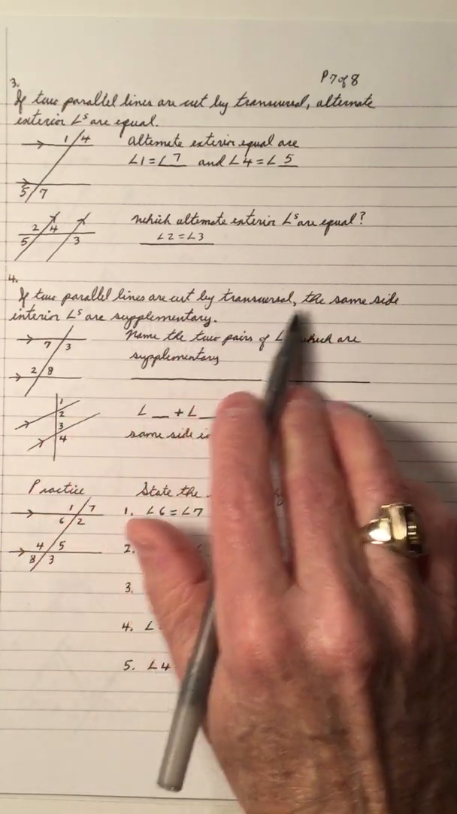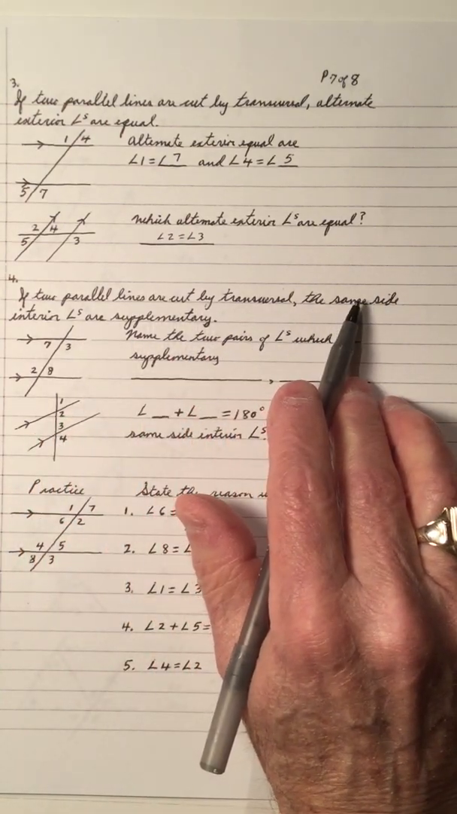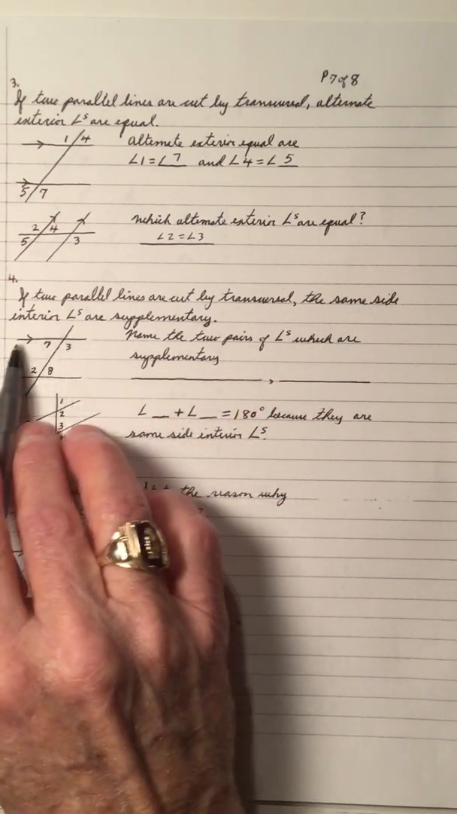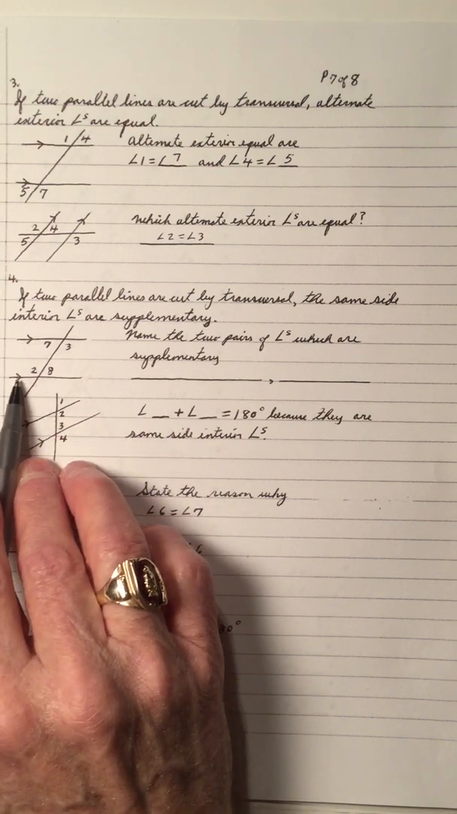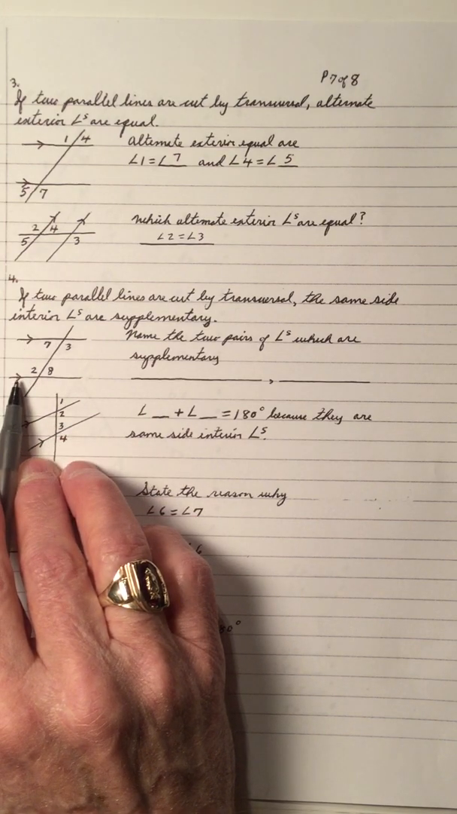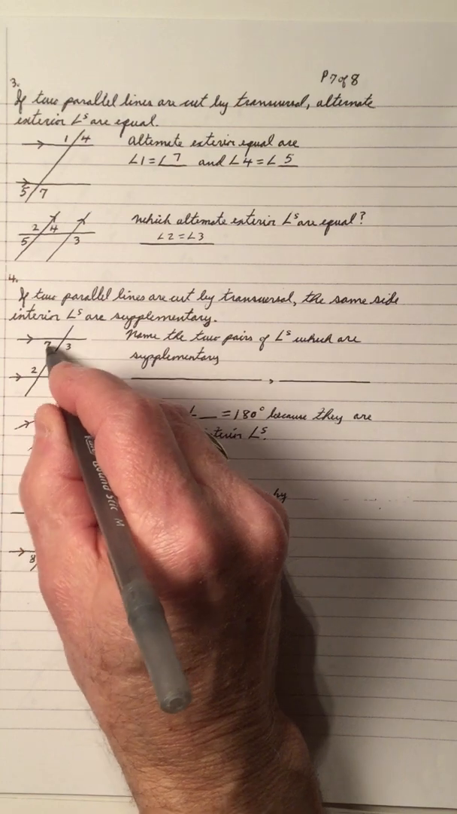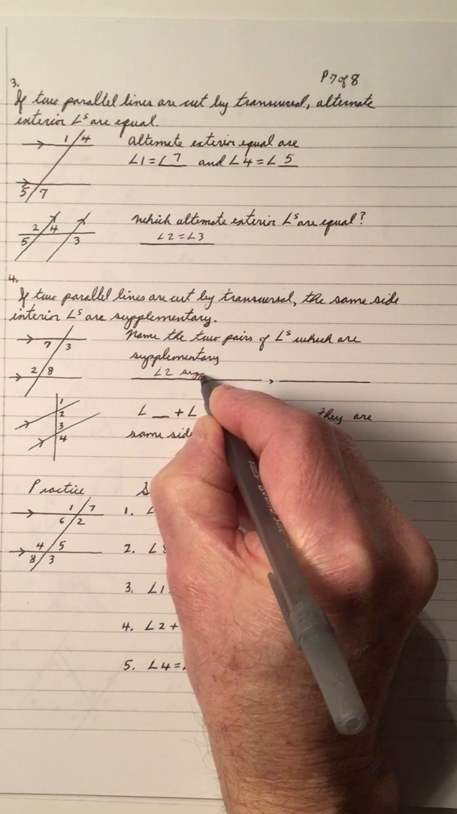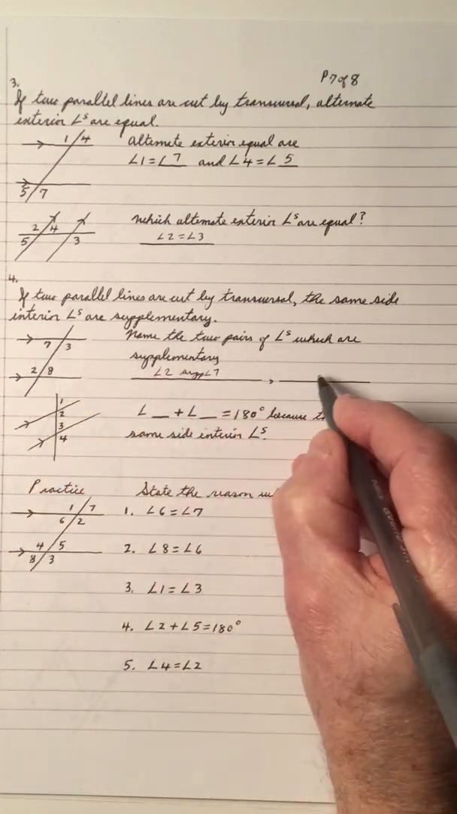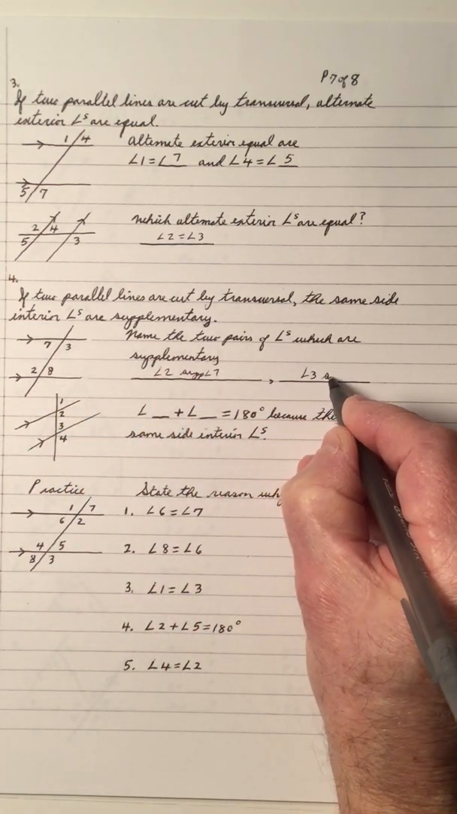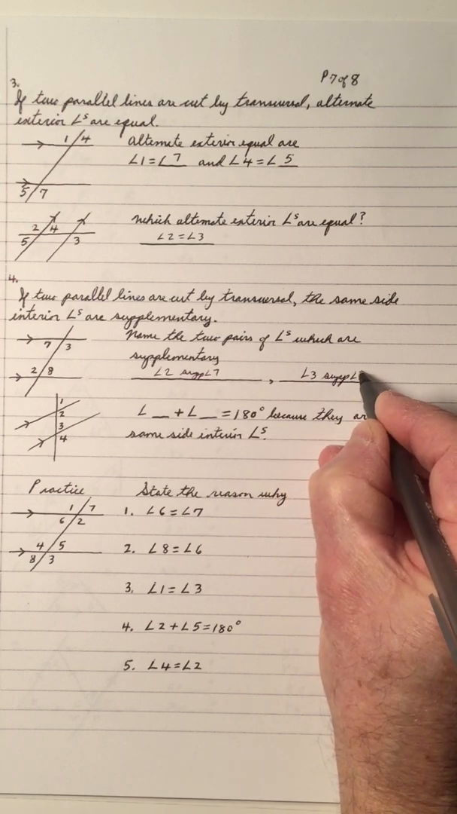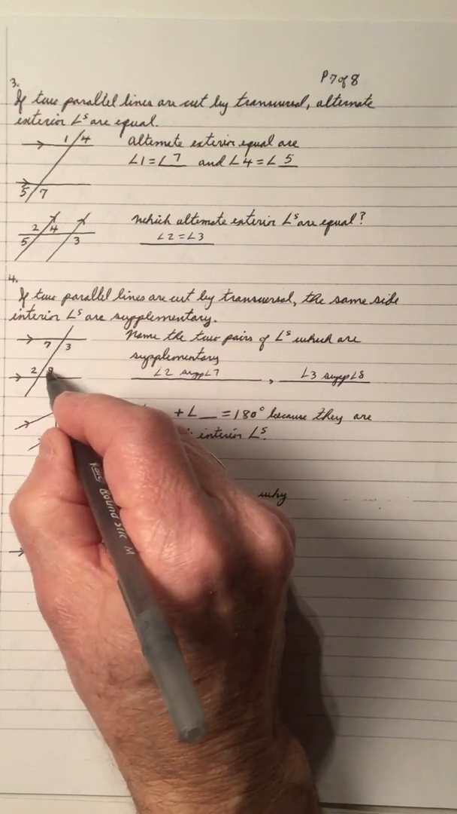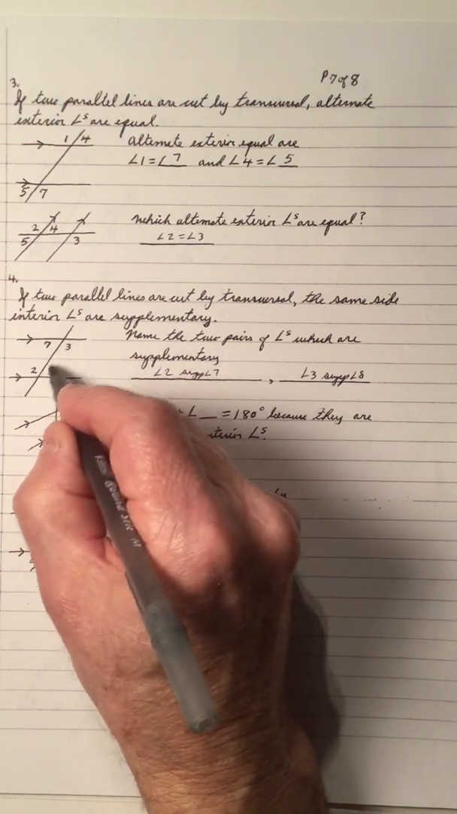If parallel lines are cut by a transversal, the same side interior angles are supplementary. So if these two lines are parallel, by the arrows, the same side interior angles are supplementary. These are on the same side, so angle 2 is supplementary to angle 7, and angle 3 is supplementary to angle 8. These angles are not equal. These are equal, they're alternate interior, but these are the same side.